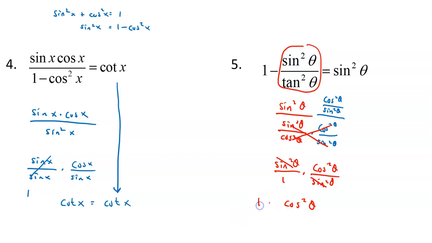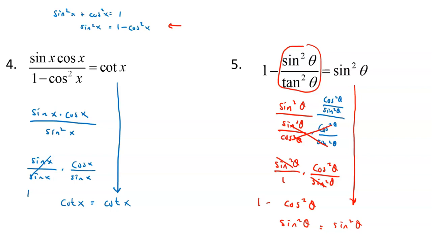Right? So I'm left with 1 minus cosine squared theta, and we've done this a couple of times. If you're in doubt, look up here. 1 minus cosine squared is sine squared. Right? So I get sine squared theta on this side, and all I have to do is bring down this sine squared theta on the other side, equal to each other. Right? And so it's been verified.